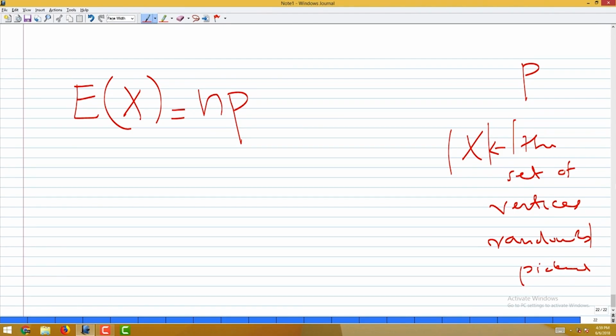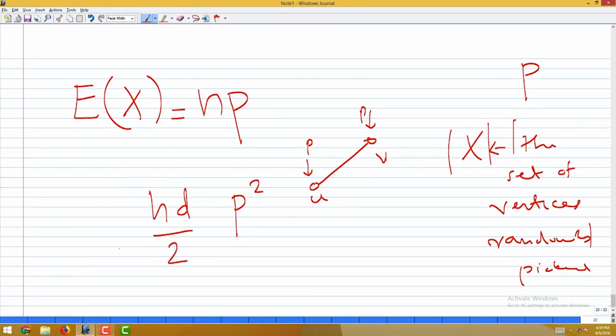So, then you ask how many edges are expected in the selected set. For example, if an edge u v has to be there, both u and v should be picked. So, what is the probability that both u and v are picked? They are independent coin tosses, so with p probability this will be picked, and with p probability this will be picked. So, p square probability this edge can come, since both have to come.